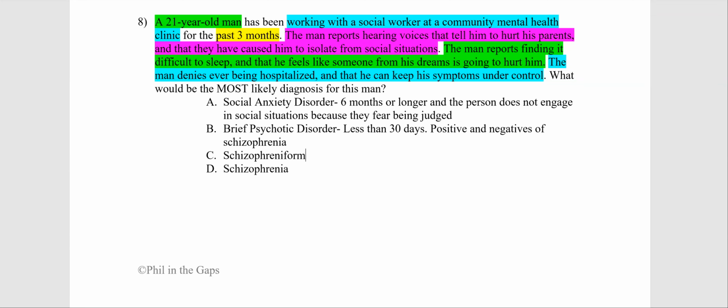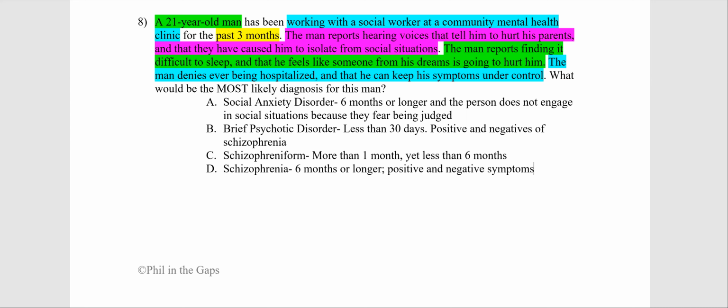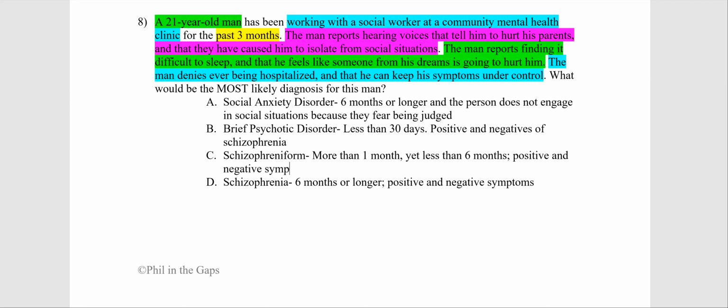But again, it's going to require less. Schizophreniform is going to be more than 1 month, yet less than 6 months. And then schizophrenia is going to be 6 months or longer, and again, positive and negative symptoms. And then just to be kind of consistent, positive and negative symptoms.